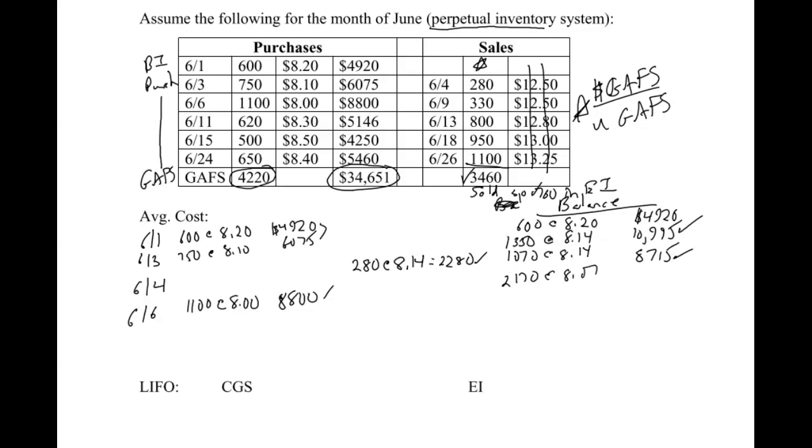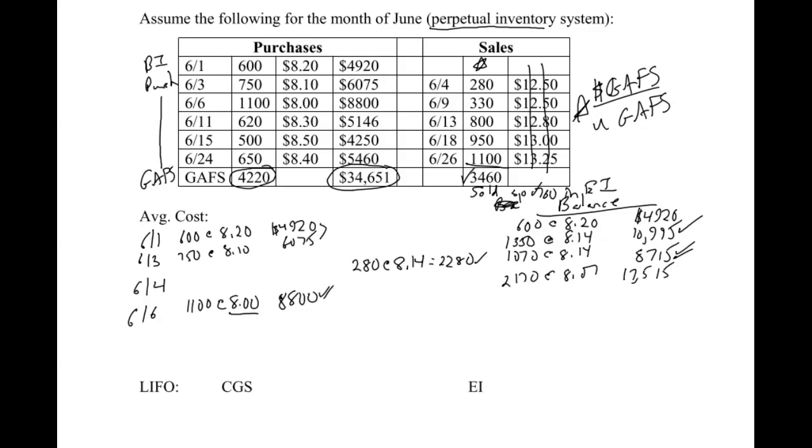Okay, so you see it goes down a little bit, but it makes sense that it went down because I only paid $8 for all those 1,100. So it's going to bring my average down a little bit. All right, that brings my total to 17. What does that work out to be? 17,515. And once again, notice it would be the sum of this number and that number making up my balance.